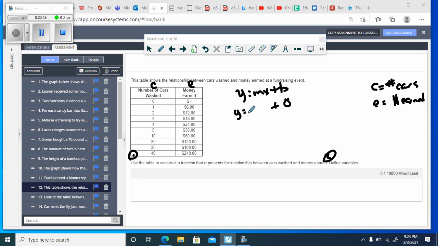Now let's find our m. Our m is our change in y over change in x. Okay, let's try these two: 12 minus 6 over 2 minus 1. See how we kept our 12 and 2 in the same spot, 6 and 1 together. 12 minus 6 is 6 over 1, so our m is 6. That means that we're going up $6 per car, and there's no initial fee.